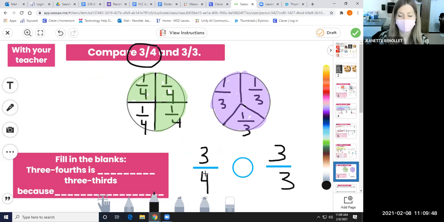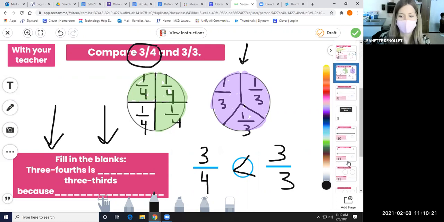Now we can use our comparison symbol. I noticed that 3 1/3 is greater than 3/4. So my symbol goes like this, and I read it as 3/4 is less than 3 1/3. Then you will fill in your math vocabulary to explain your thinking. Great job with your model.